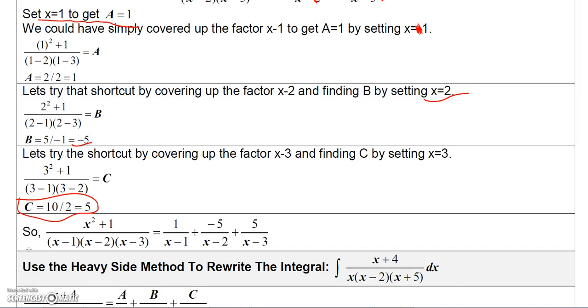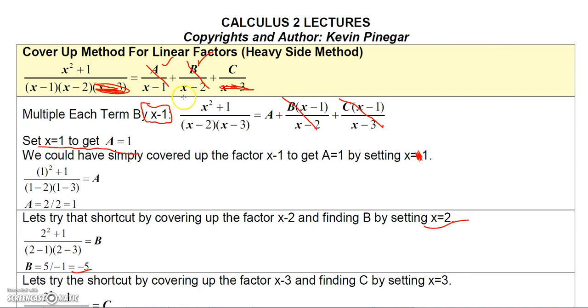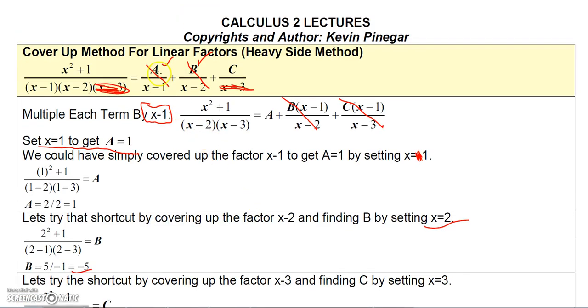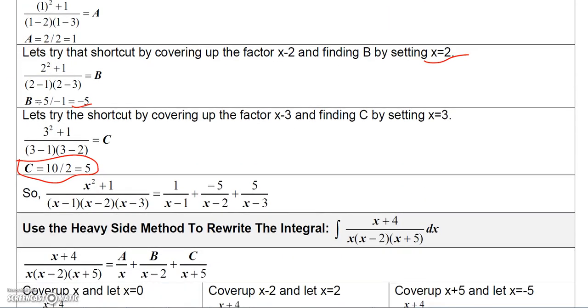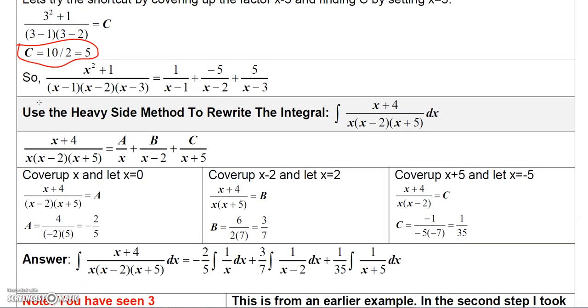Now, since I know A is 1, I can write the first term as 1 over x minus 1, and since I know B is negative 5, I can write this as negative 5 over x minus 2, or I could just say minus 5 over x minus 2. And since C is 5, I can write the third term as 5 over x minus 3. And so by knowing A, B, and C, I know how I can rewrite this. And there's a problem there that you can read, basically the same thing.